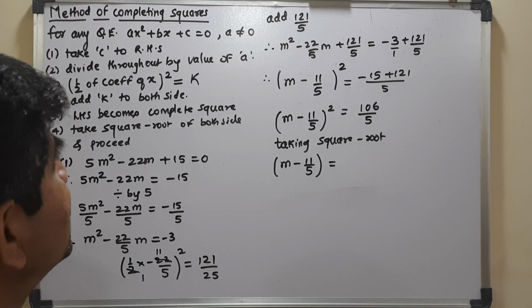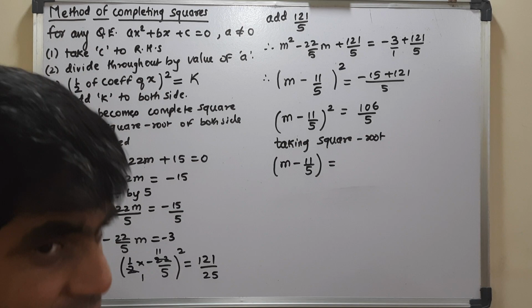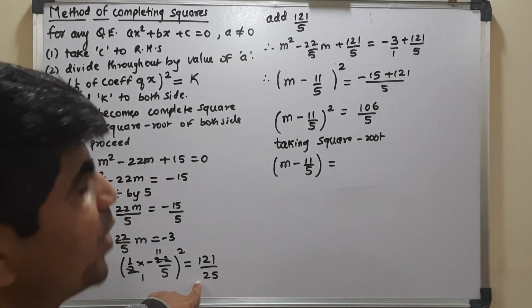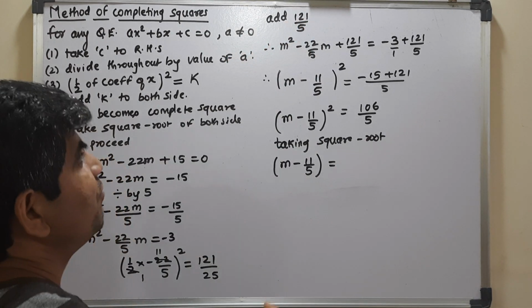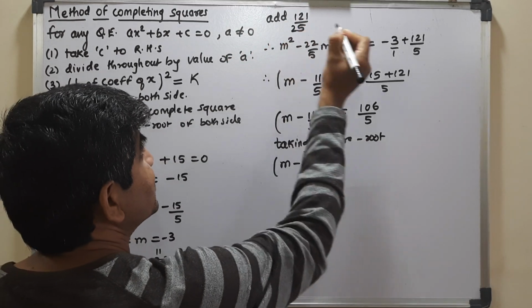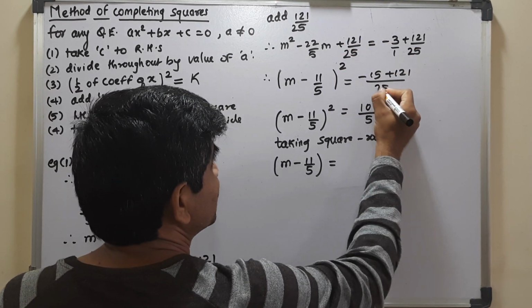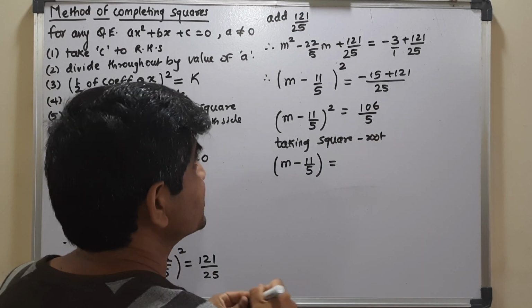Sorry, I have made one mistake in writing. You might have noticed it already. I wrote here 121 by 25, and here by mistake I wrote 121 by 5. So this is your 25, this is your 25, and this also is 25. So this value will change now. I need to change it, please bear with me.